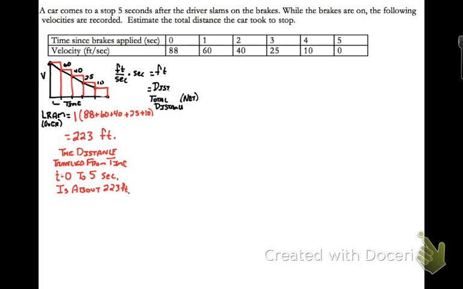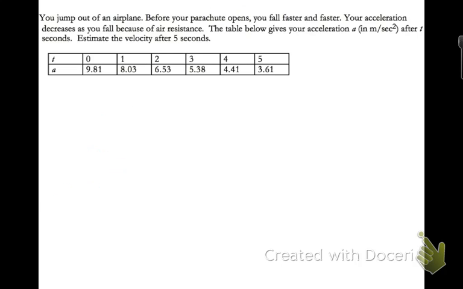Let's consider a second example. In this one, we jump out of an airplane, and before the parachute opens, you fall faster and faster. Your acceleration decreases as you fall because of air resistance. The table below gives your acceleration after t seconds. We want to estimate the velocity after 5 seconds.